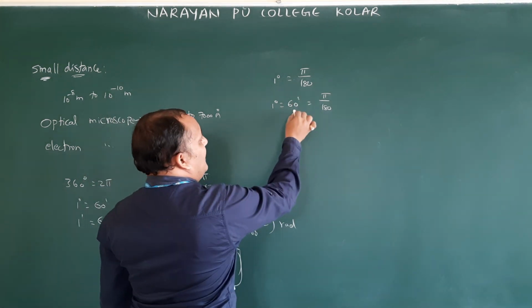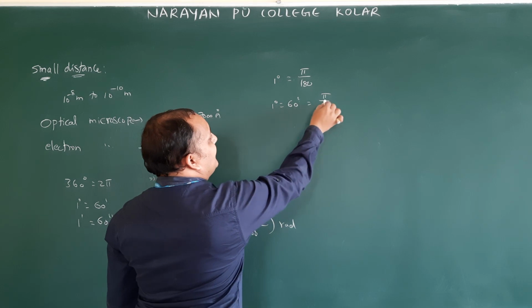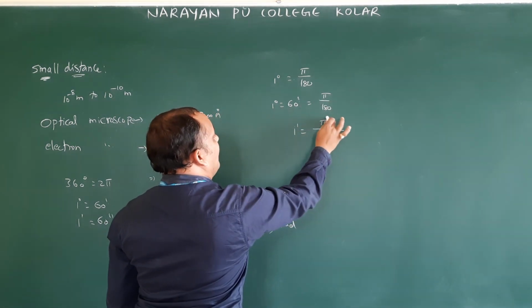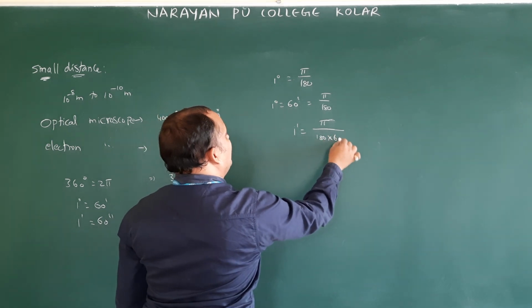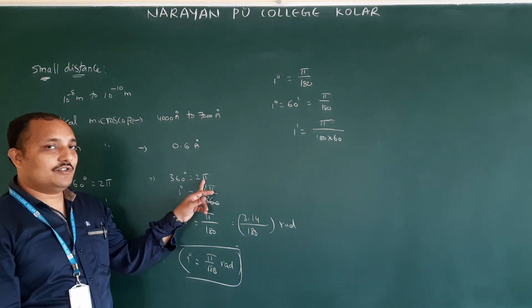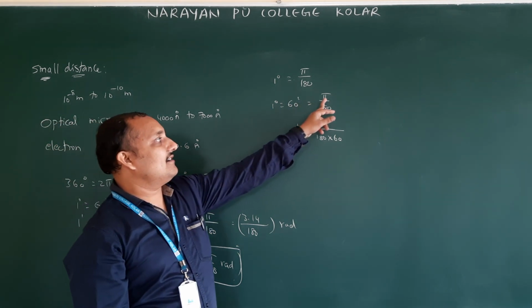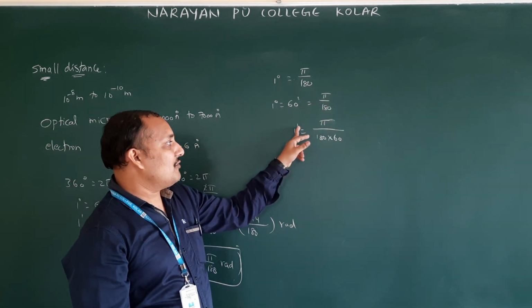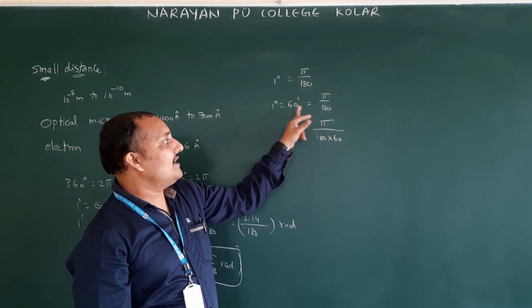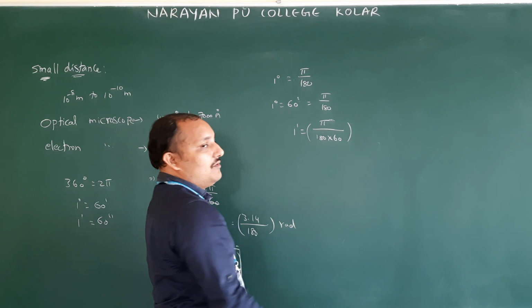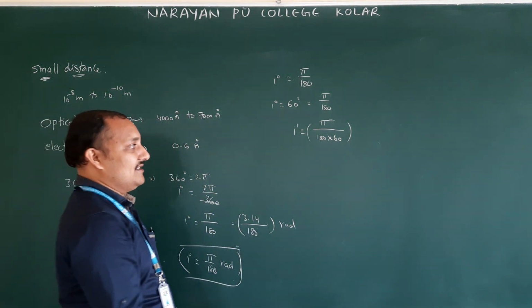Now here, 60 minutes equal to pi by 180. Then 1 minute is equal to pi by 180 into 60. 360 degrees equal to 2 pi, then 1 degree, this 360 came this side, like that. 60 minutes equal to pi by 180, then 1 minute is equal to pi by 180, this 60 is coming here. If you solve this one, you will get the 1 minute value in terms of radians.